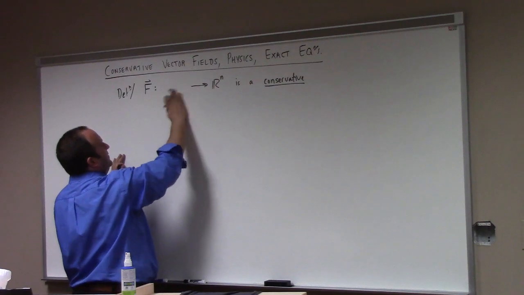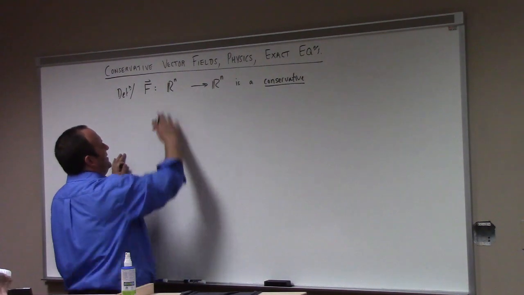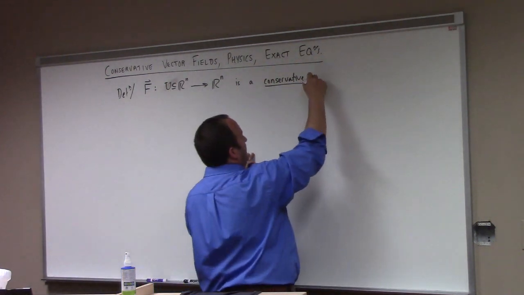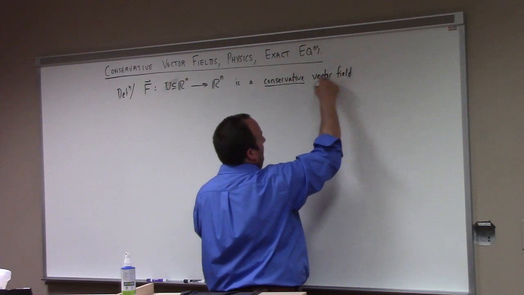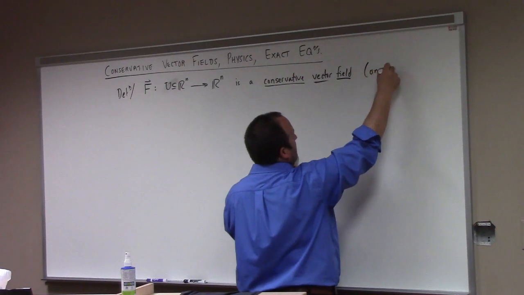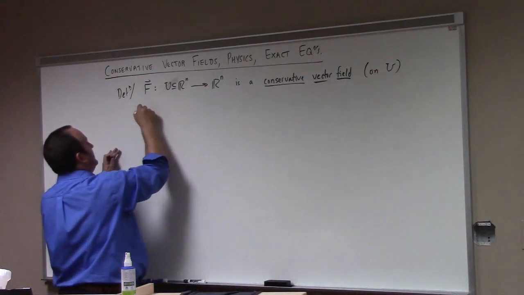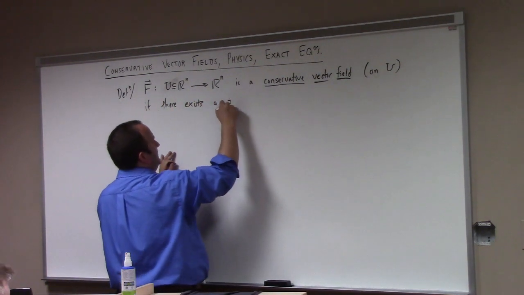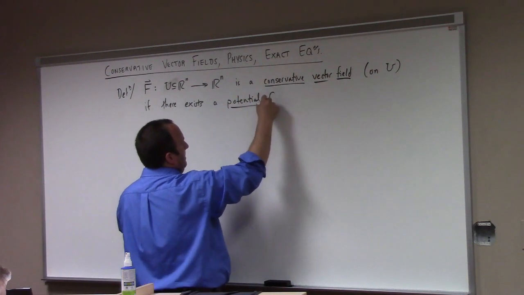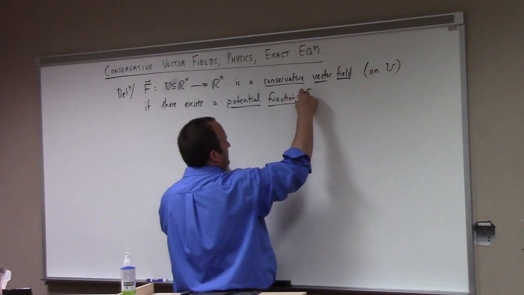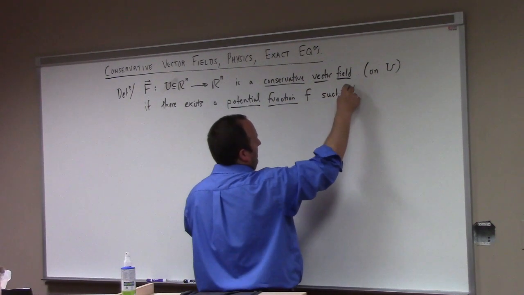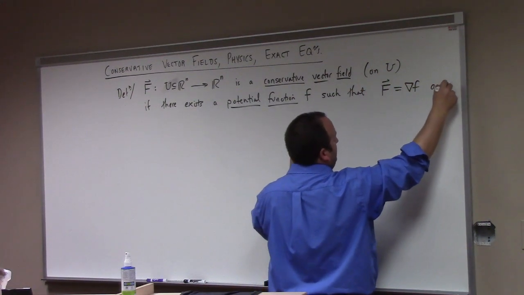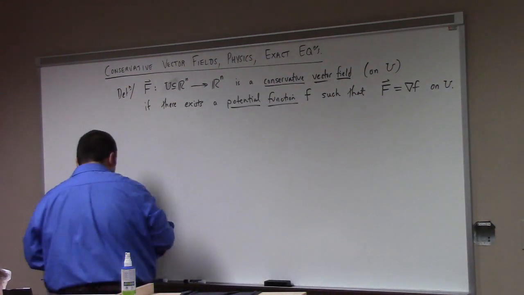Actually, instead of putting this U here, let me just say Rn. I'm sorry, guys. Is a conservative vector field on U, all right? If there exists a potential function little f such that big F is equal to the gradient of little f on U. All right?